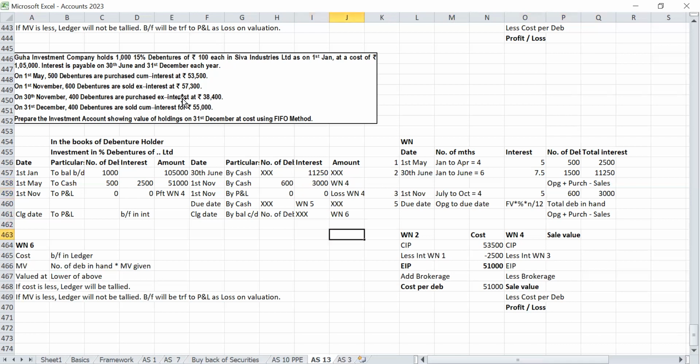Then working note number 4, sale value we have to compute. They have given ex interest straightaway, and no brokerage also. So 57,300 is the sale value. Brokerage also nothing. Cost we have to compute.